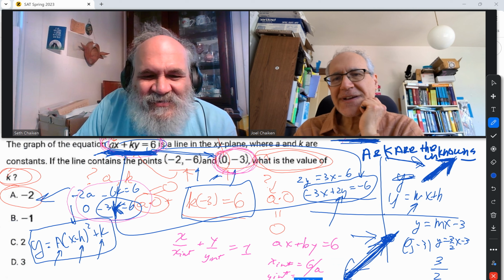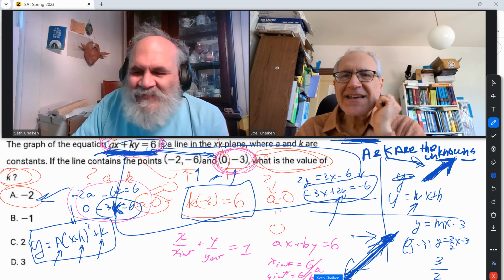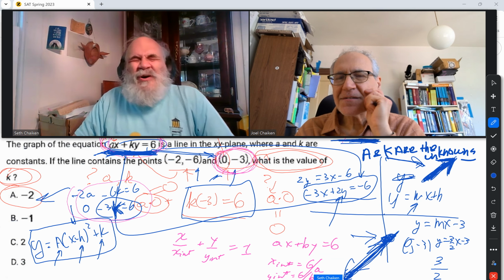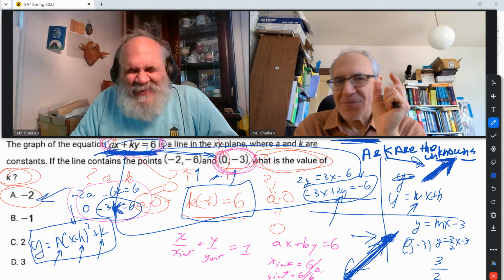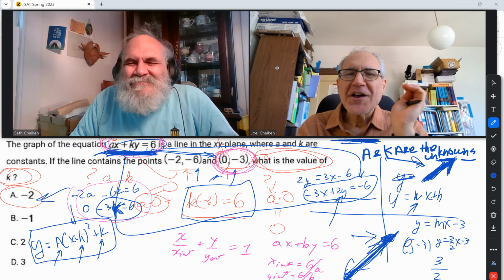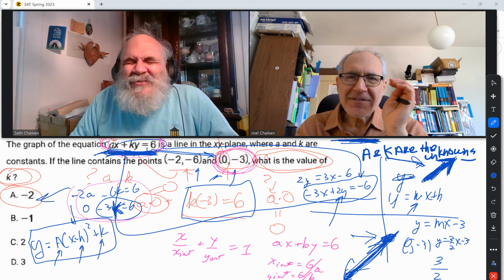Right, so I was wrong. The intercept is 6 divided by A. I was wrong. We don't want to put wrong information on YouTube. You're right. That would be the worst thing in the world. God forbid that. No, well, there are worse things than that.